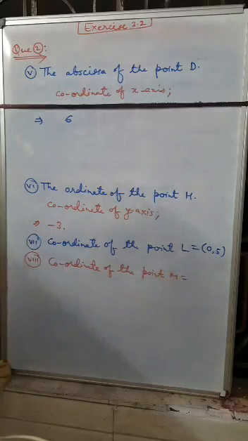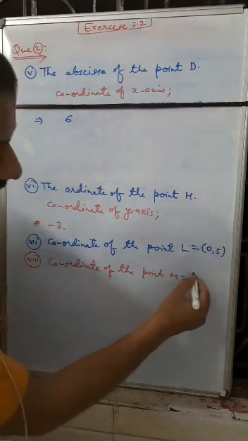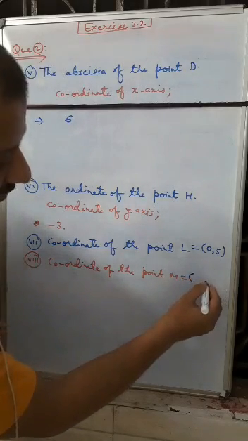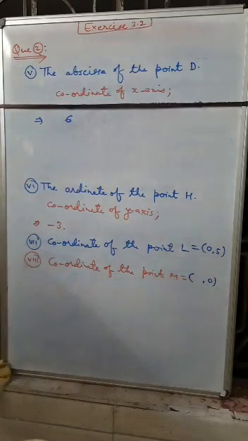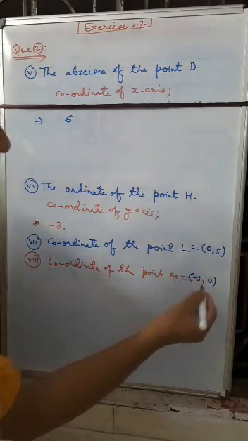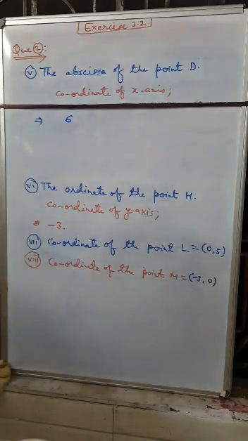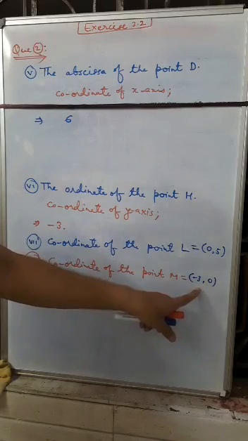Now, for the coordinates of the point, you can look at the figure. The point M is situated on the x-axis. So definitely, if M is situated on the x-axis, the y-coordinate will be 0. We take only the distance covered from 0 to M, which is -3, because the point is situated in the negative direction of x. So the coordinate of point M is (-3, 0).